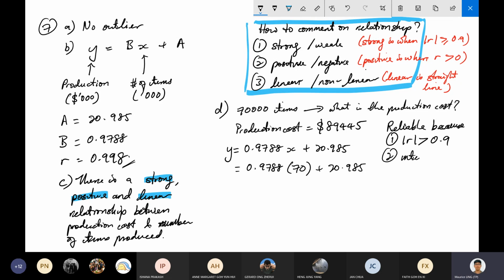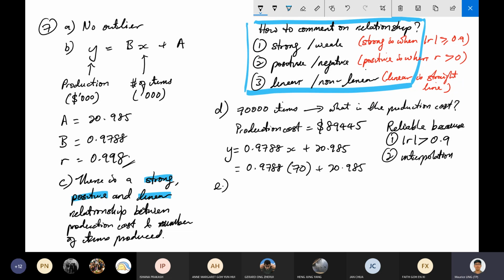Second, it is an interpolation. Interpolation simply means that you look at the data point, is it within the range? So 70,000 items, look at the table given to you. The lowest is 15,000 items all the way to 81,000 items. So it's within the range. You cannot extrapolate out of the range. That's why it's called interpolation. It's reliable. Okay. E.